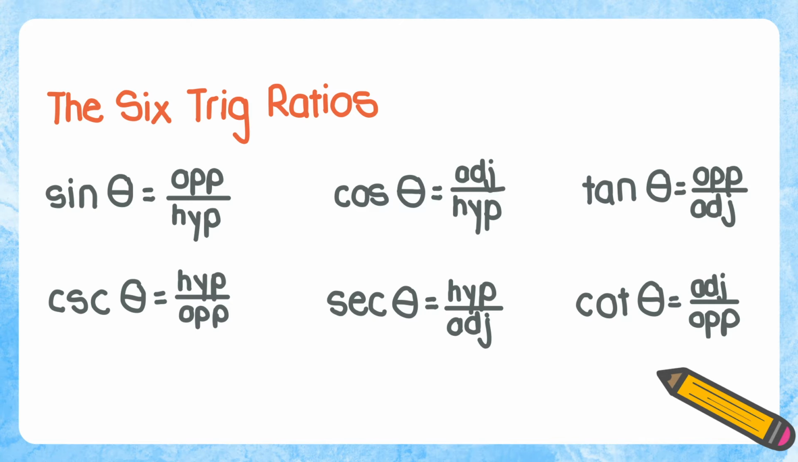So here are the 6 trig ratios. In the top row, we have the sine, cosine, and tangent functions, and the bottom 3 are the reciprocal functions. So we have the cosecant, secant, and cotangent functions. So for example, cosecant of theta is the reciprocal of sine of theta. So please make sure you have these written somewhere in your notes, and let's move on to some examples.